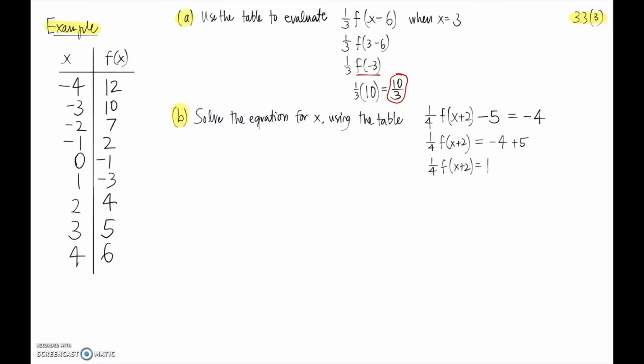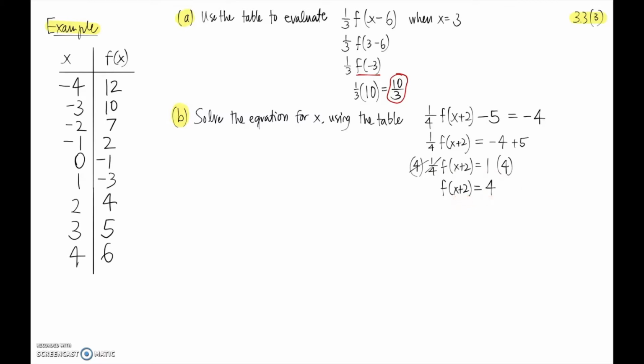Okay, let's see. We really want that f of x plus 2 by itself, so we'll multiply both sides by 4. And on the left side, this becomes a 1, and we just have f of x plus 2 equals 1 times 4, which is 4. Okay, this is the point at which we're going to use the table, and this is probably the big cognitive jump of the problem right here. Some input has an output of 4.